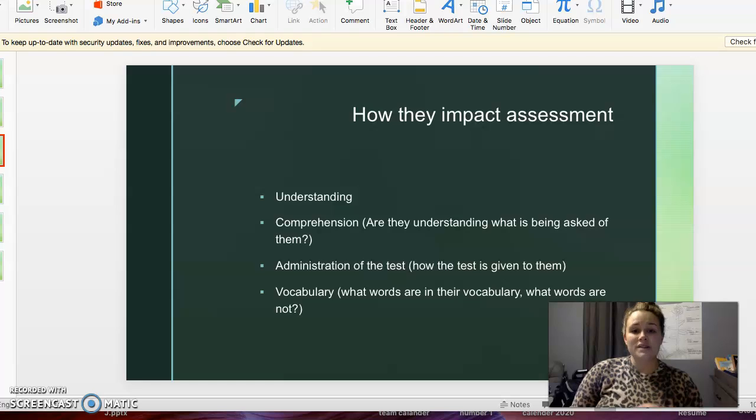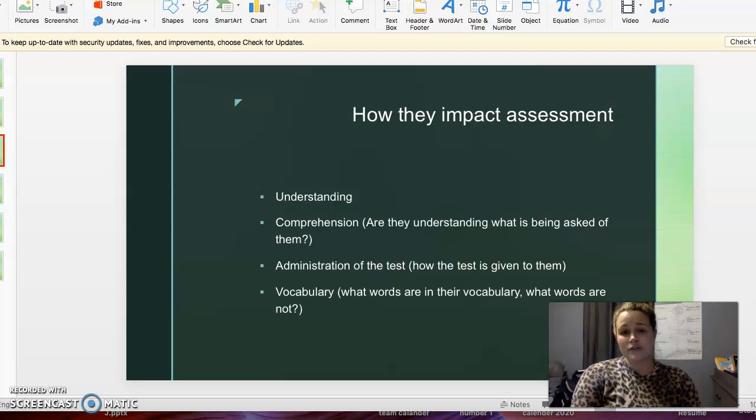But it's really important that teachers know if their students are understanding what they're being asked of, and how the test is given to them as well. So this could impact if a student is able to test on their own, or if they need a paraprofessional to help them, if they need a teacher to read it to them, if they need to just do verbal answering, that kind of thing. That can also impact how they test.